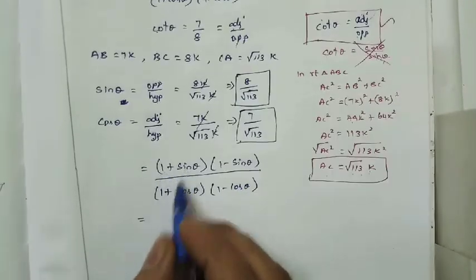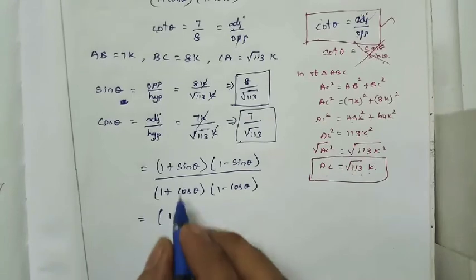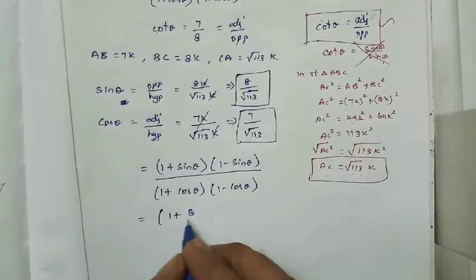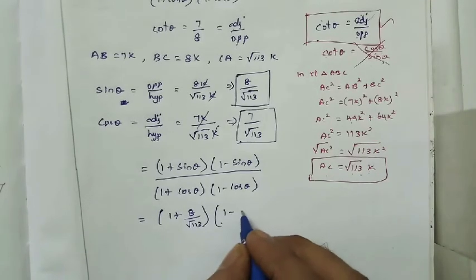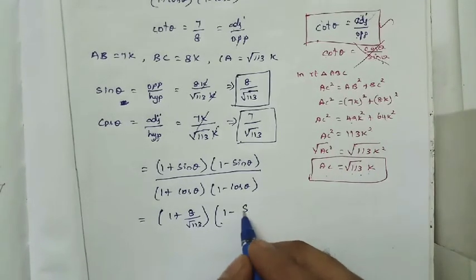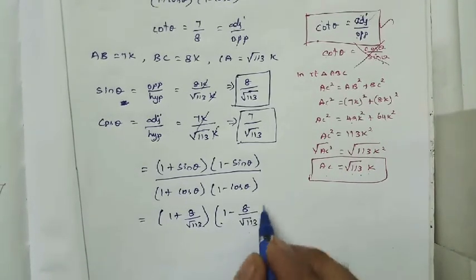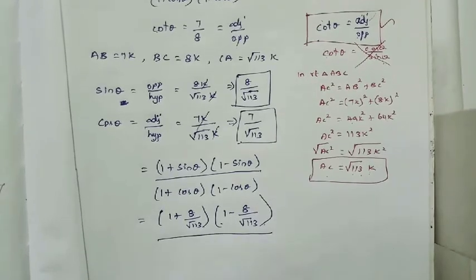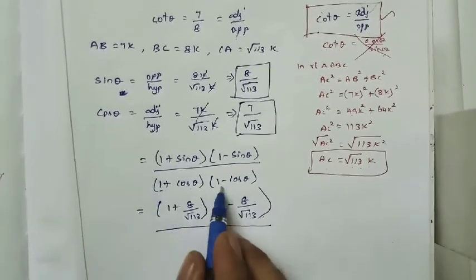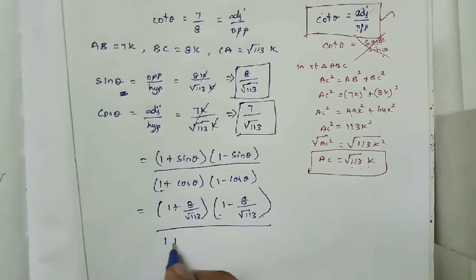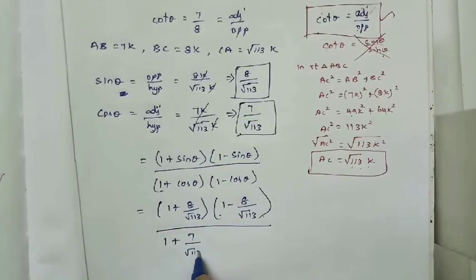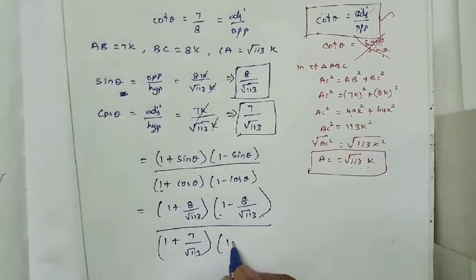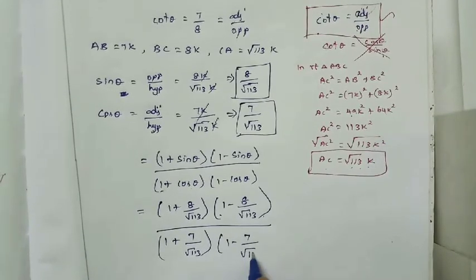Substitute the values. So 1 plus sin theta, which is 1 plus 8 divided by root 113, into 1 minus sin theta, 1 minus 8 divided by root 113, divided by 1 plus cos theta into 1 minus cos theta. 1 plus the value of cos theta, 7 divided by root 113, into 1 minus 7 divided by root 113.